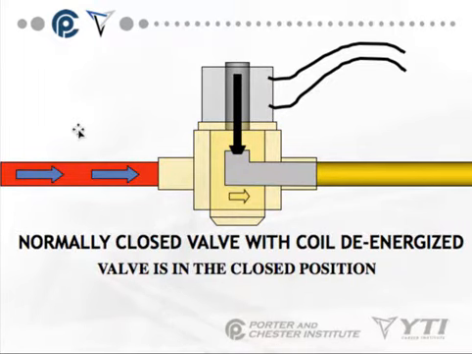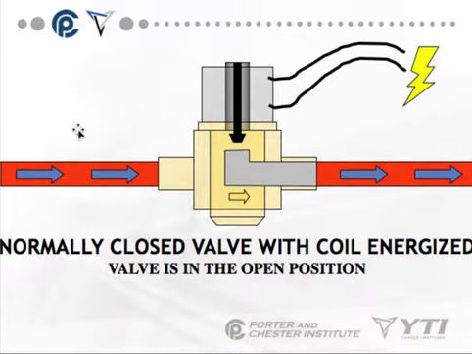This is a normally closed valve with the coil de-energized. You'll see that the valve is in the closed position, preventing the flow of refrigerant. A great example of this is a liquid line solenoid. When the system is pumped down, in other words, in the off cycle, the valve is closed.